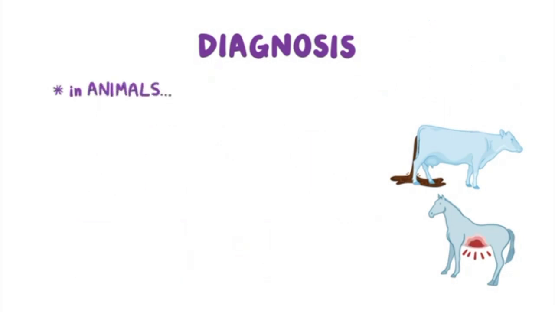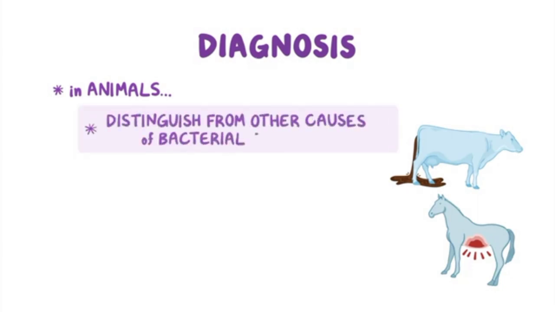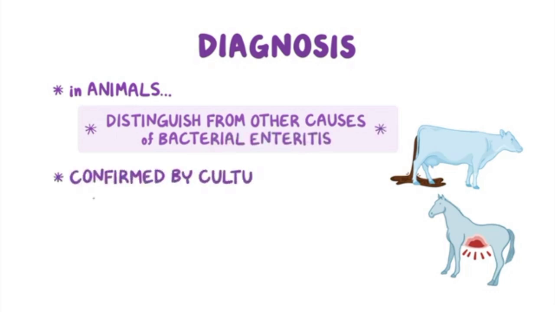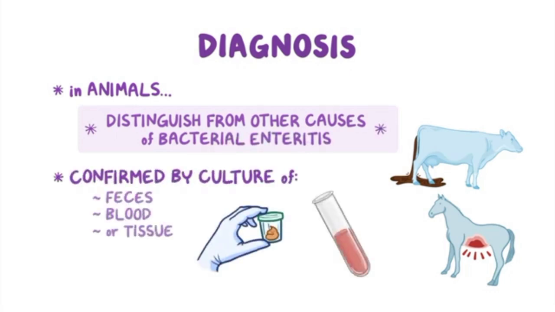In animals, diagnosis can often be suspected based on symptoms, but salmonellosis will need to be distinguished from other causes of bacterial enteritis. As in people, diagnosis can be confirmed by culture of feces, blood, or body tissues.